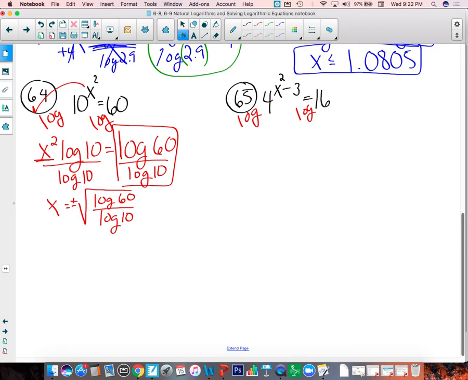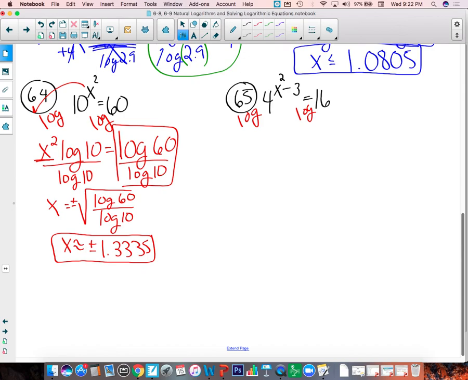Okay, so the book says should be 1.3335. So x is about positive or negative 1.3335. All right, 65, going on that one.